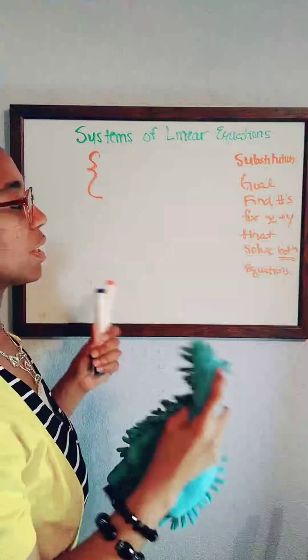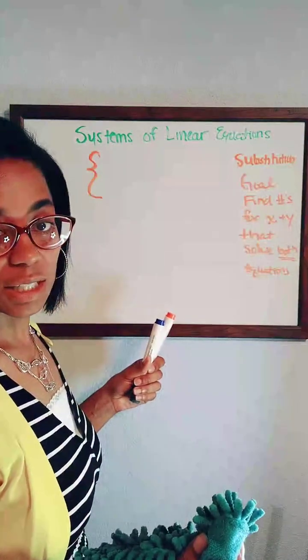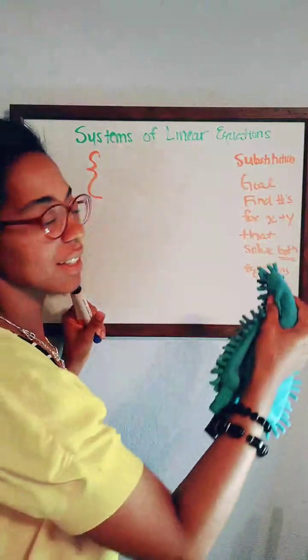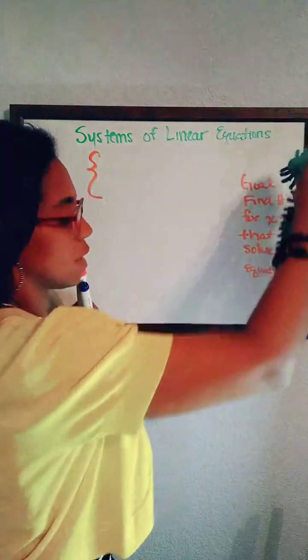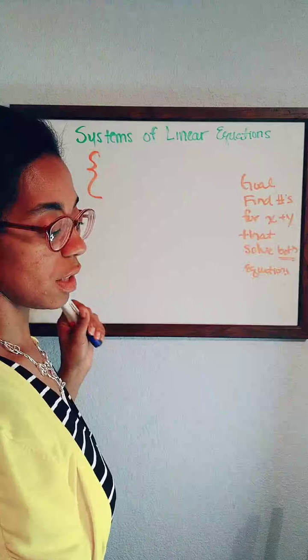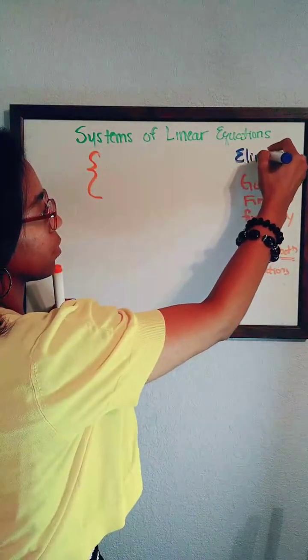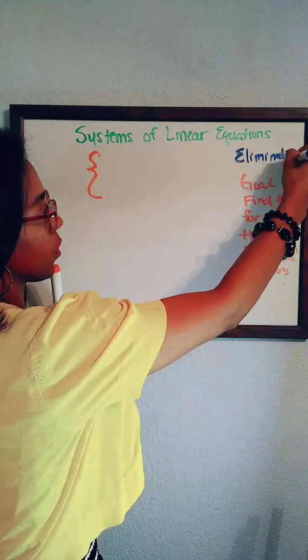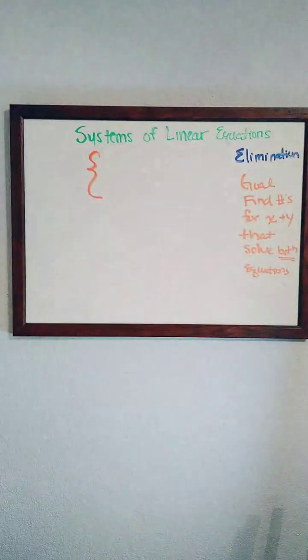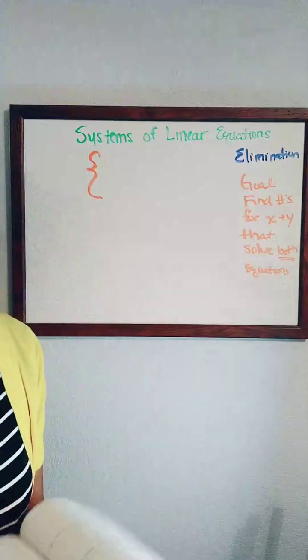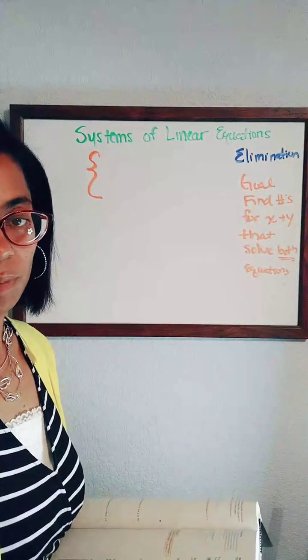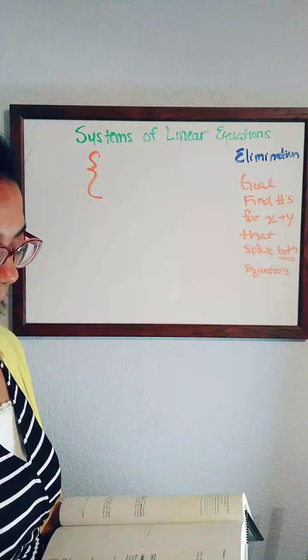Alright, so now we're still trying to find numbers that equal x and y. This is the elimination method. So now we're going to do the elimination method. The elimination method can be a little bit more work depending on what your... wait, let me go get some paper. Okay.